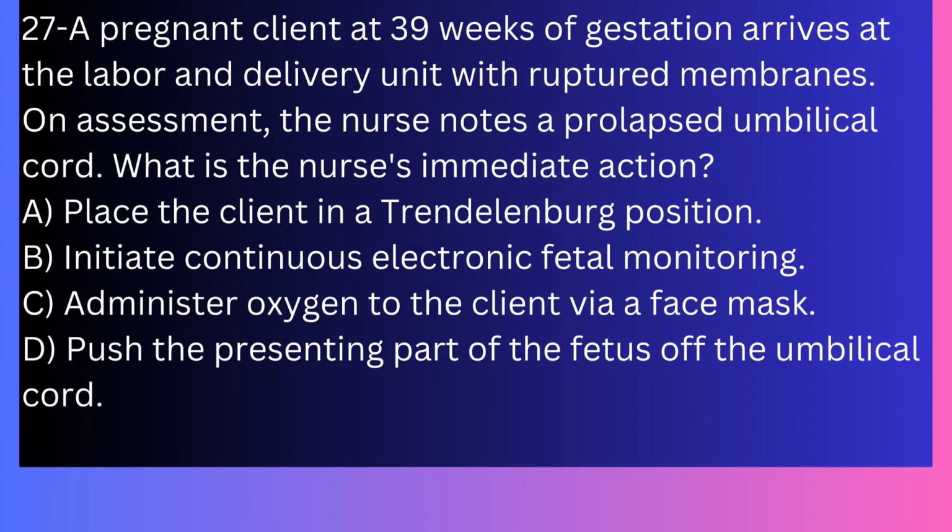Question number 27. A pregnant client at 39 weeks of gestation arrives at the labor and delivery unit with ruptured membranes. On assessment, the nurse notes a prolapsed umbilical cord. What is the nurse's immediate action? A. Place the client in a Trendelenburg position. B. Initiate continuous electronic fetal monitoring. C. Administer oxygen to the client via a face mask. D. Push the presenting part of the fetus off the umbilical cord.